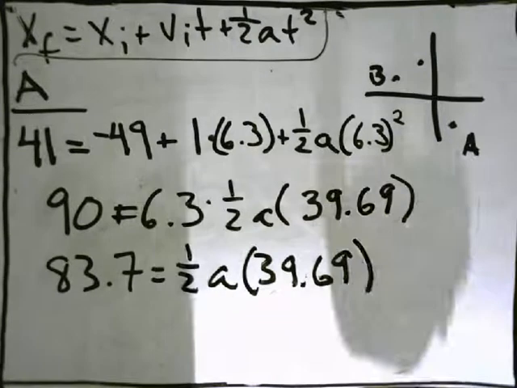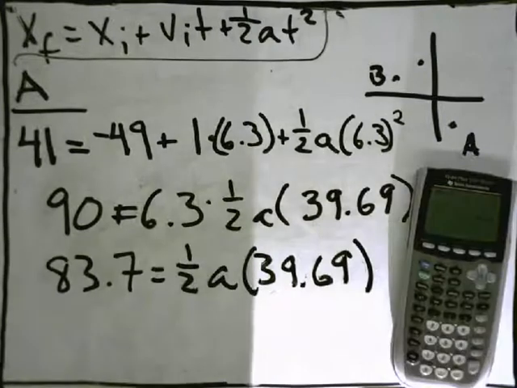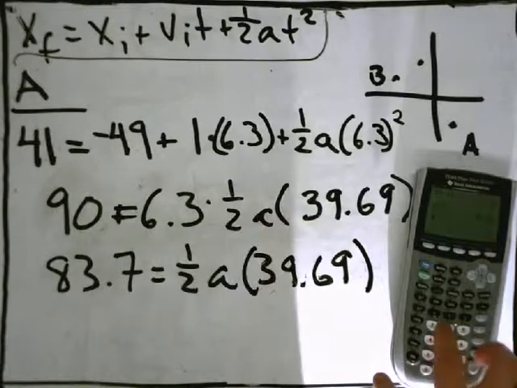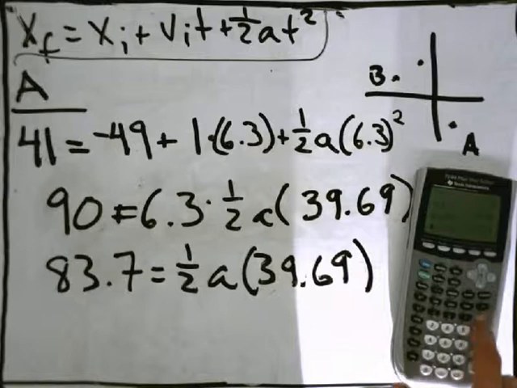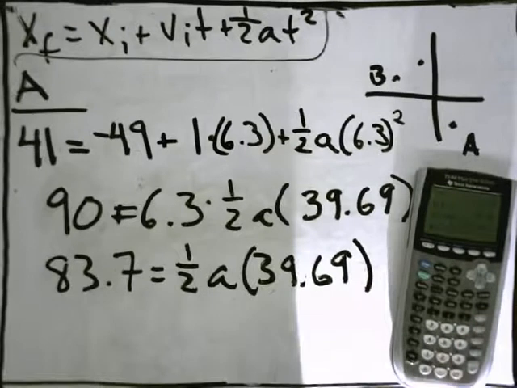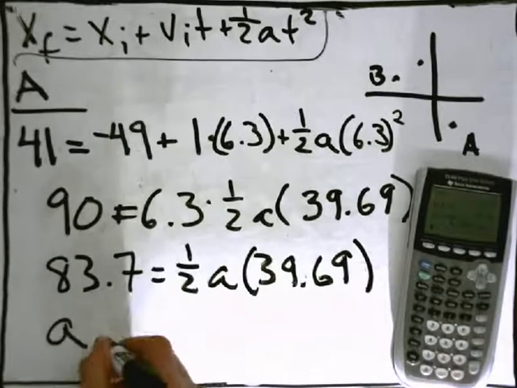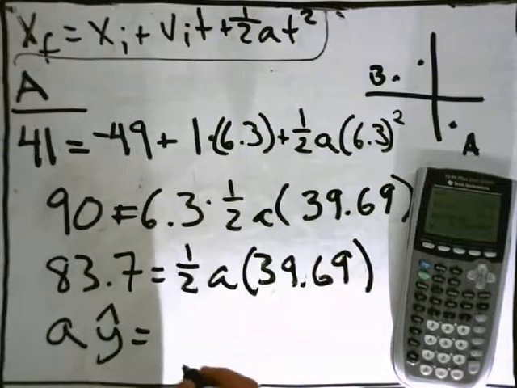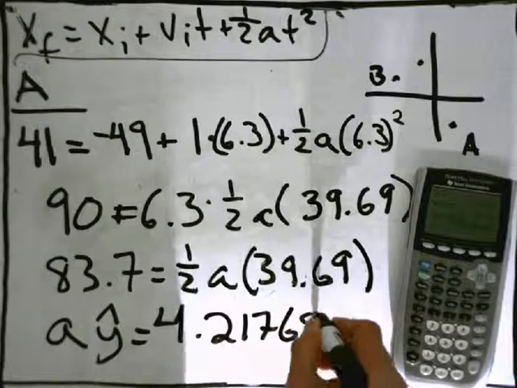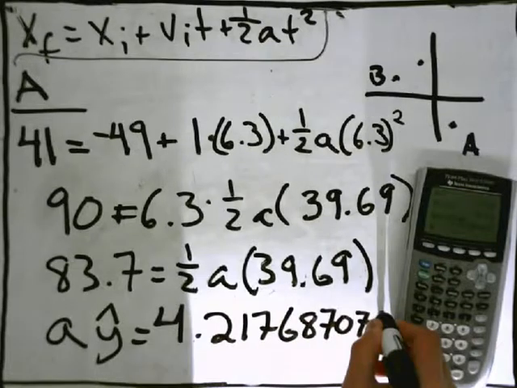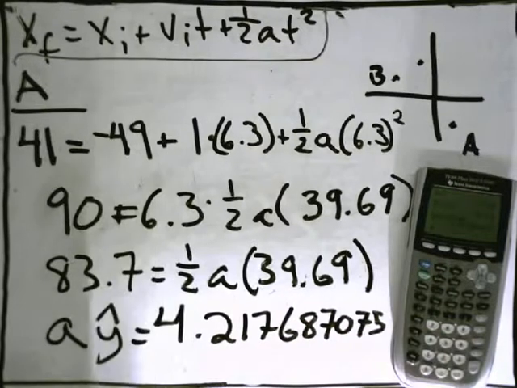So we're going to get that A, with y hat, equals 4.217687075. So that's going to be the acceleration in the y direction for the first particle. Oh, wait up.